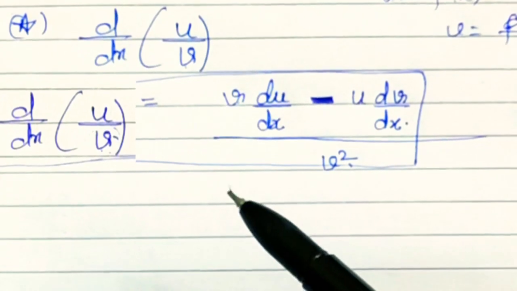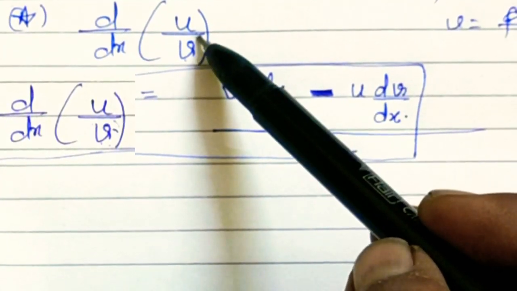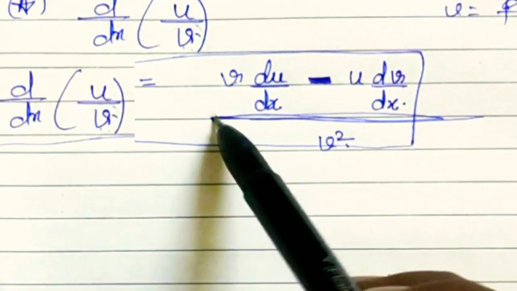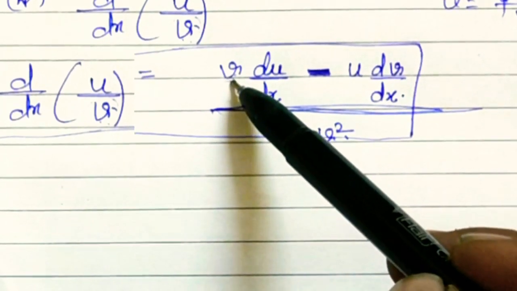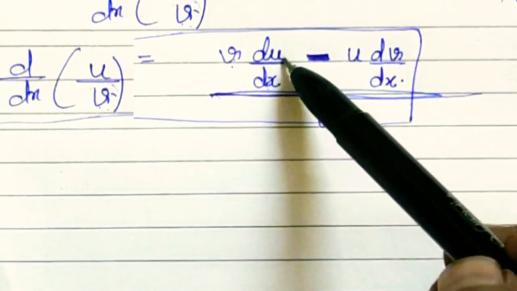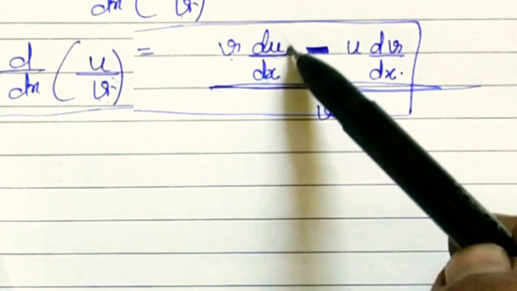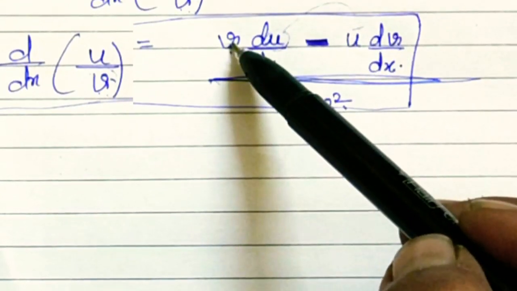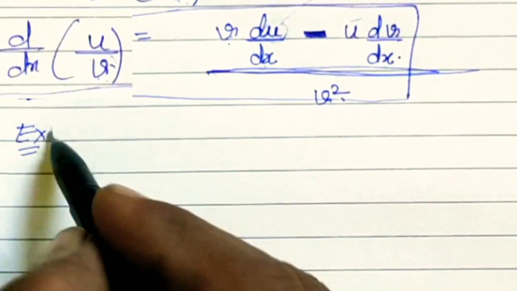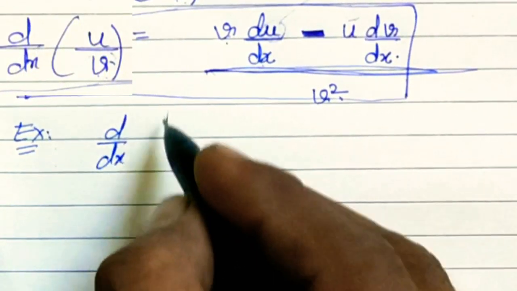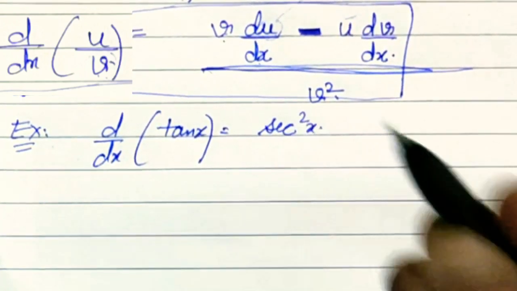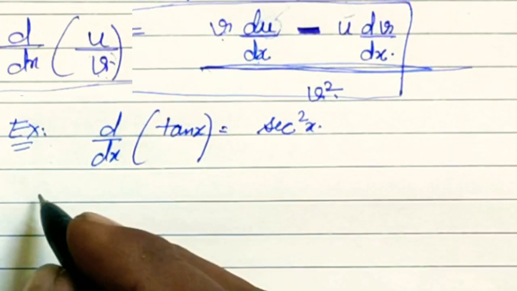Let me repeat the steps. If there are two functions u and v in division, then how to differentiate them? First of all, square the denominator, then multiply the denominator first with the differentiation of the numerator, put a minus sign in between them, and then reverse the function. Means the function which was inside, take it outside, and the function which was outside, differentiate it inside. Now let's apply this formula. I already told that the differentiation of tan x is secant square x. But now let's prove it using this division formula.